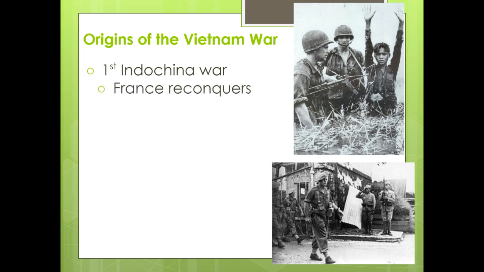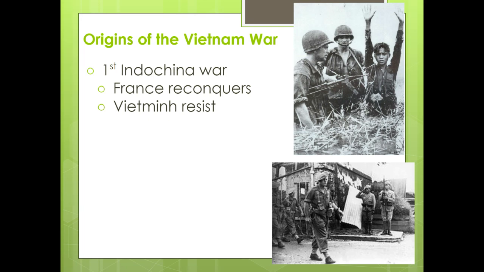So the French reconquer French Indochina. If you look at the top right-hand corner, they send in their troops, they reconquer it because France wants the resources to be able to rebuild their nation. And the Viet Minh continue to resist. So originally they were fighting the Japanese, and they just transfer over to fighting the French.